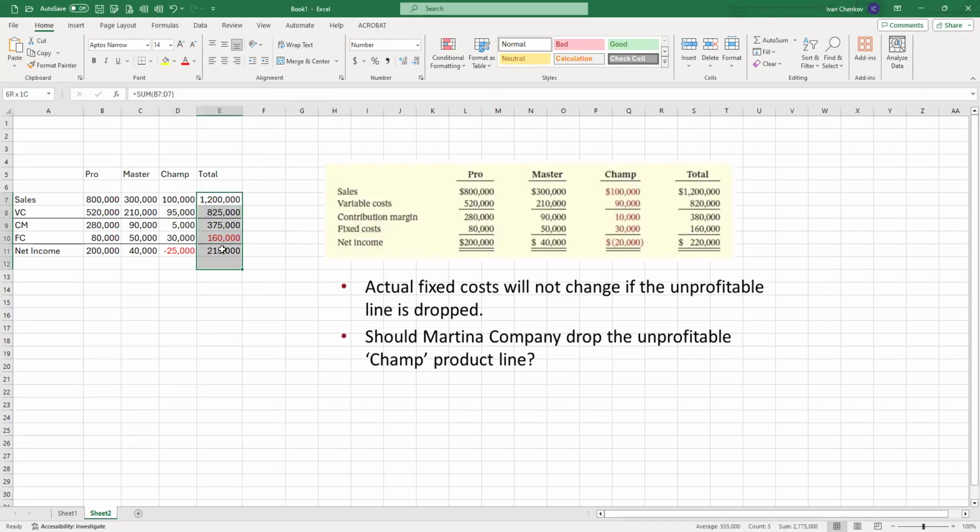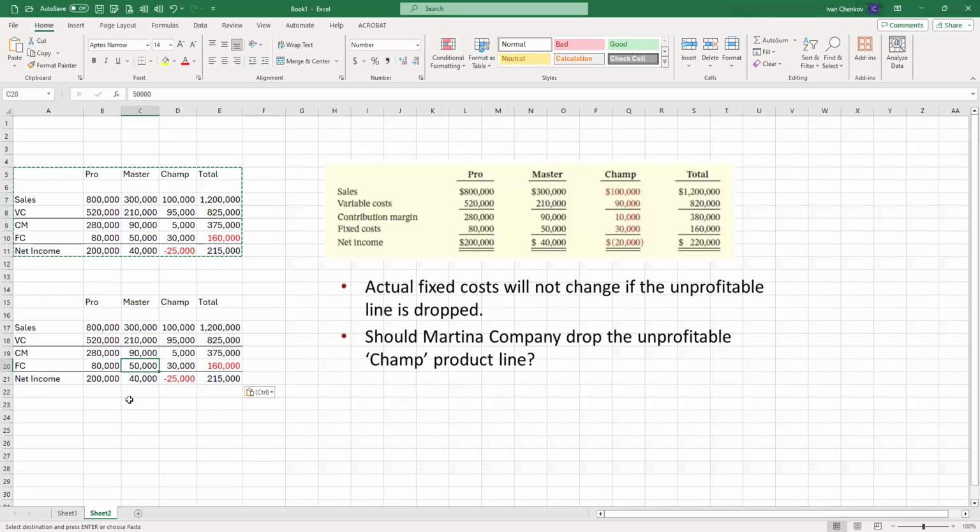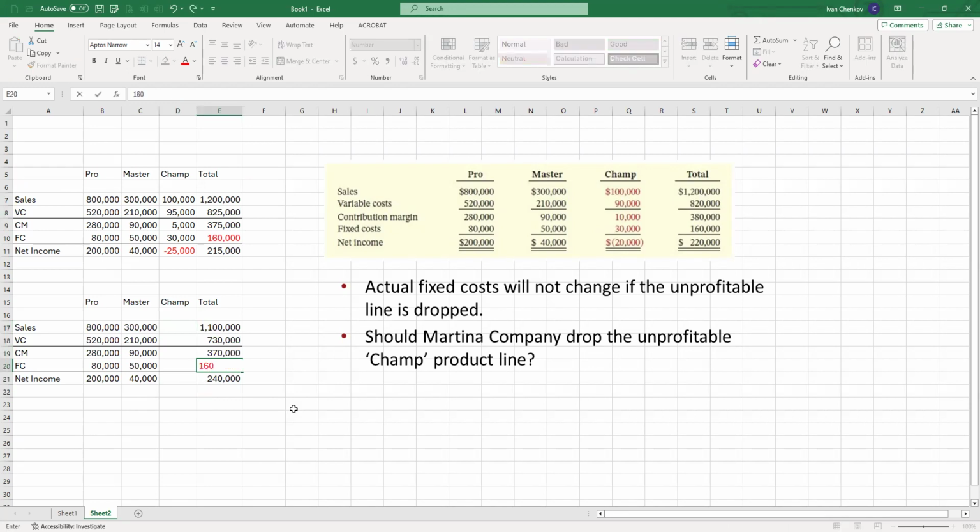So let's say we drop it. This is one scenario, right? Let's get the same scenario here. I'm dropping it, but my fixed cost stays 160. Should I drop it? No. How much am I going to lose? The 5,000 contribution margin. Gone. Make sense? If it does not contribute to the profit of the whole company... No, the contribution... Listen to this.